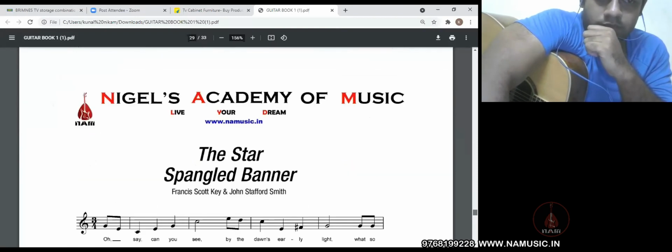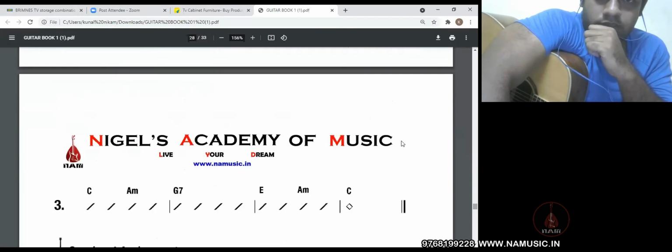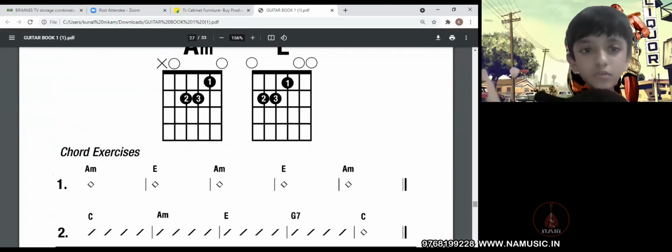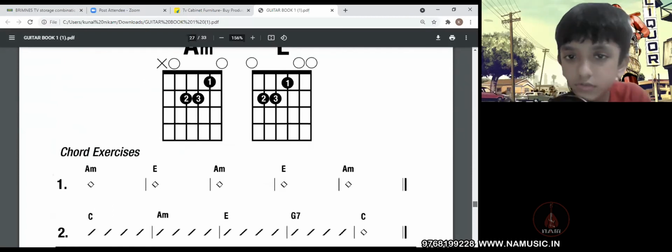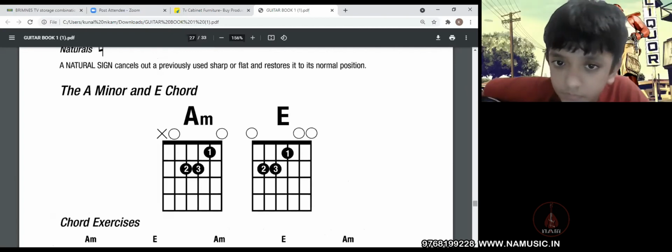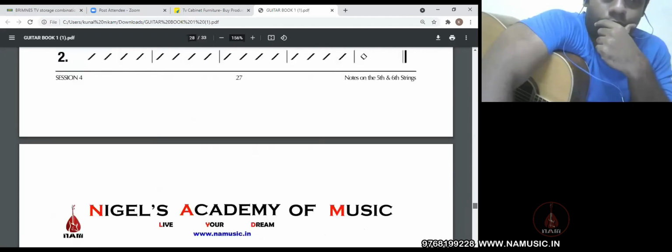Okay, so basically, let's complete this chord section. Now, which chord is this, Ronan? Can you see these two chords over here? Which chord is this? A minor and E major. Okay. So now what you have to do is all four of these exercises.